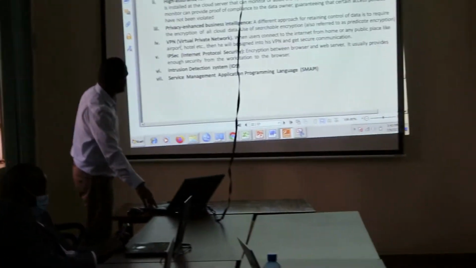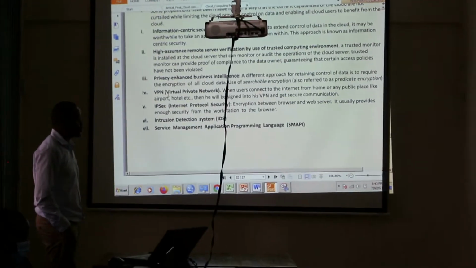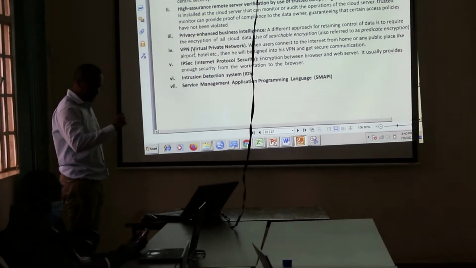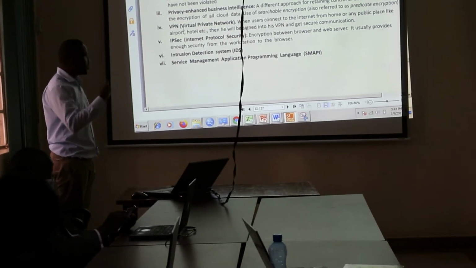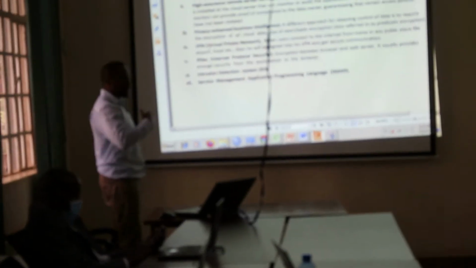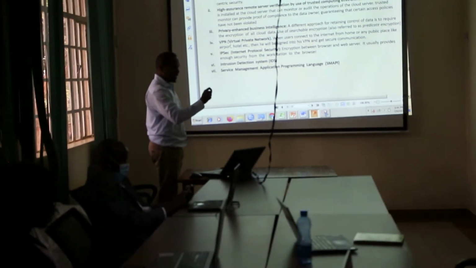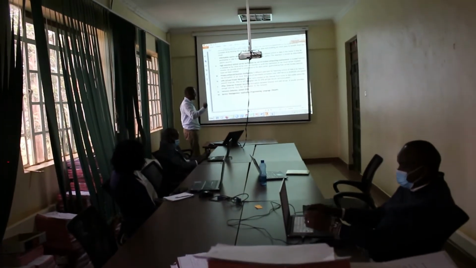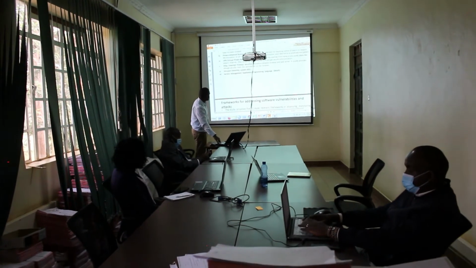The other tools or techniques are intrusion detection systems, right? With intrusion detection systems, you detect any threat which is currently occurring within your system, okay? But you don't preempt. So you can basically detect an attack which is already occurring, not preempt an attack before. The other part is service management, which is called SPAS.